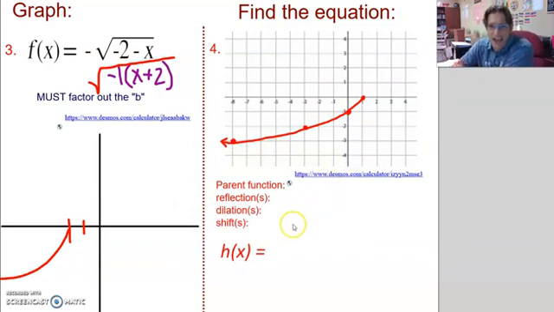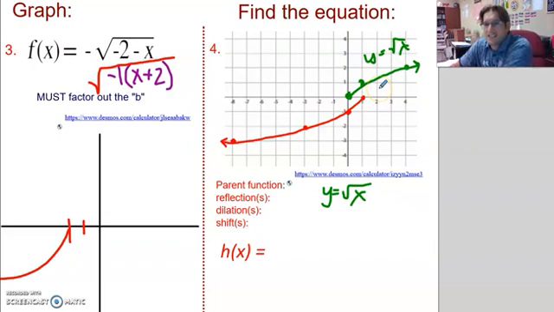So the next one, how do I write this equation? So what is the parent function? We know this parent function is y equals the square root of x. If I was to graph that, I start at the vertex, 0, 0, and it's just half a parabola. So I go up 1 over 1, up 2 over 4, up 3 over 9, etc., and that would be the parent function, y equals the square root of x.